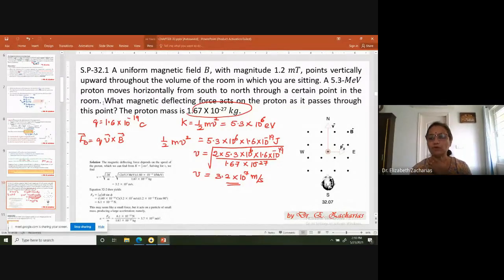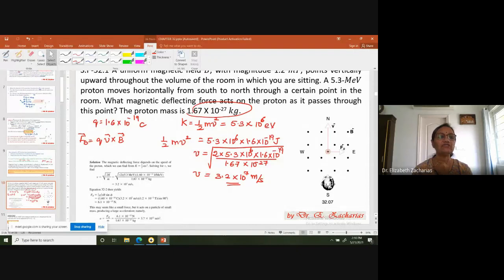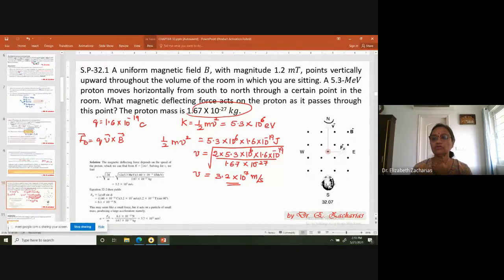And how is this proton moving? The proton is moving horizontally from south to north. So before we start this problem, we have to fix up our east, west, north, and south. So this is north, this is your south. With respect to north, your right is going to be east. So you have your east and this is your west. So this is my proton.